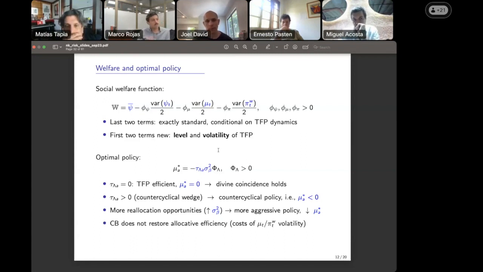You need both. Okay, I'm not going to prove it for you here, but the central bank does not completely restore allocative efficiency in this economy. And that's because as I depart from price stability and output gap stability, mu A star 0, I'm correcting distortions to the allocation, but I'm incurring bigger and bigger costs of output gap and inflation volatility. And so my point is there's an interior solution.